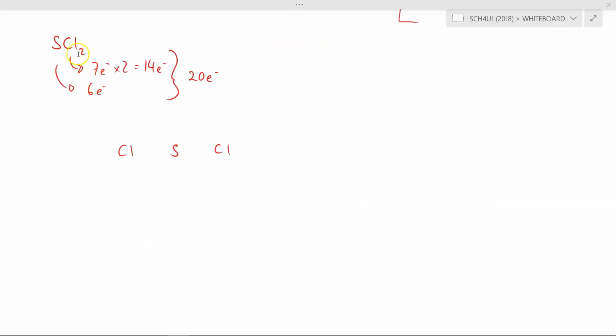Okay, so with SCl2, chlorine has 7 electrons times 2 of them, so 14 electrons. Sulfur has 6, that comes up to 20 electrons. Again, make sure there's always an even number. Sulfur has the most number of bonding sites, so I'm going to put it in the center. Chlorine will be the ligands.